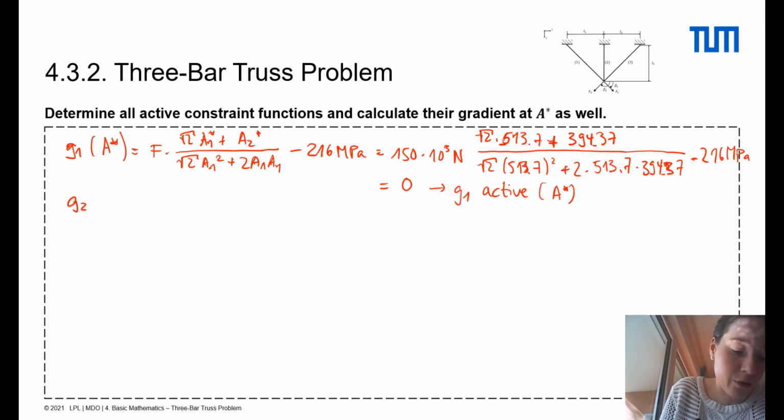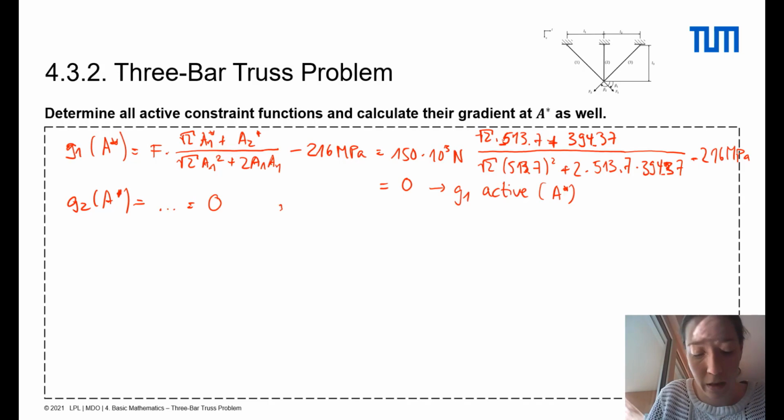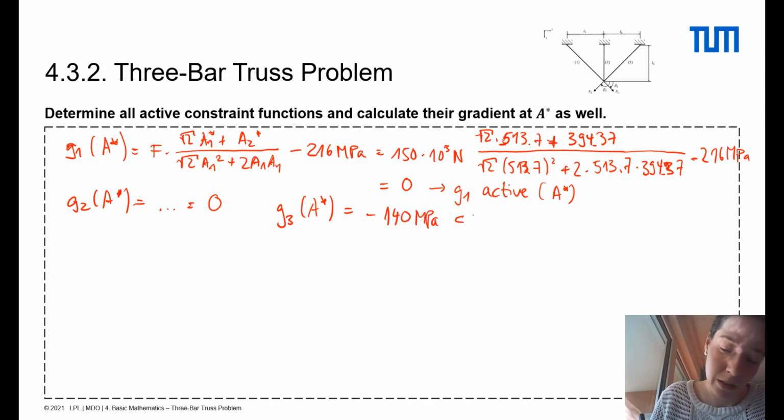If we do the same for G2, we see that it's also 0, and for G3 it's not 0. It's actually minus 150 megapascal, so it's smaller than 0. So we've also shown that G3 is inactive.